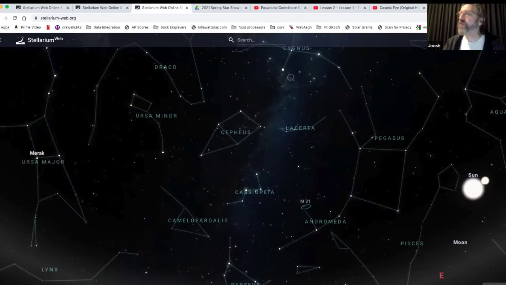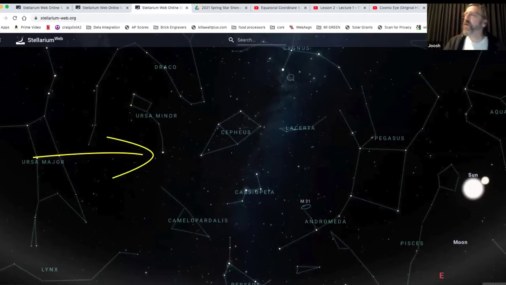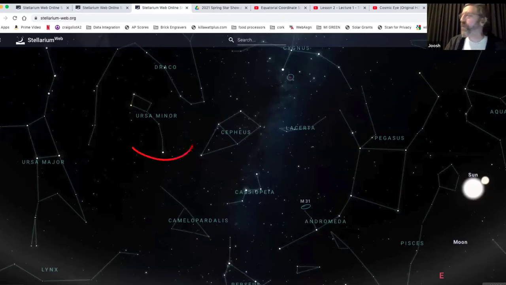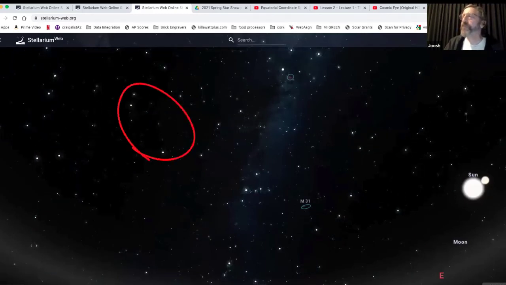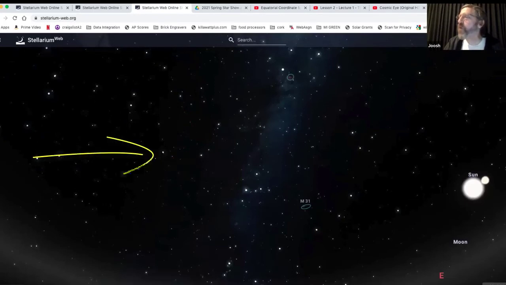You take those two stars, they're called the pointer stars. You follow them, boom. The next star you see is not one of the brightest stars in the sky, but it is a relatively bright star, the North Star. The North Star is the end of the handle of Ursa Minor, the Little Dipper. So I'm just going to do this so you can see what it actually looks like. Here's your Big Dipper. You follow these two pointer stars, boom, right there.